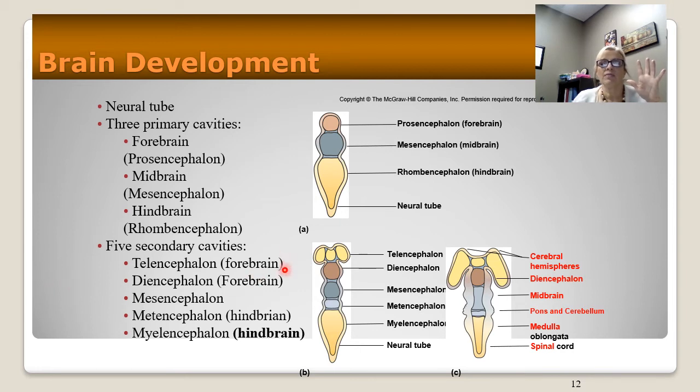You're going to have the telencephalon and then the diencephalon. Okay. Mesencephalon and then metencephalon. And so here, this is going to become the cerebral hemisphere, as you can see over here, okay? Diencephalon stays as the diencephalon. The mesencephalon becomes the midbrain over here, okay? Metencephalon is what's going to become the pons and the cerebellum. Myelencephalon is going to become the medulla oblongata, and the neural tube will later become the spinal cord. So things that don't occur right in this process, if we're going from here to here, can cause birth defects that have very significant results.